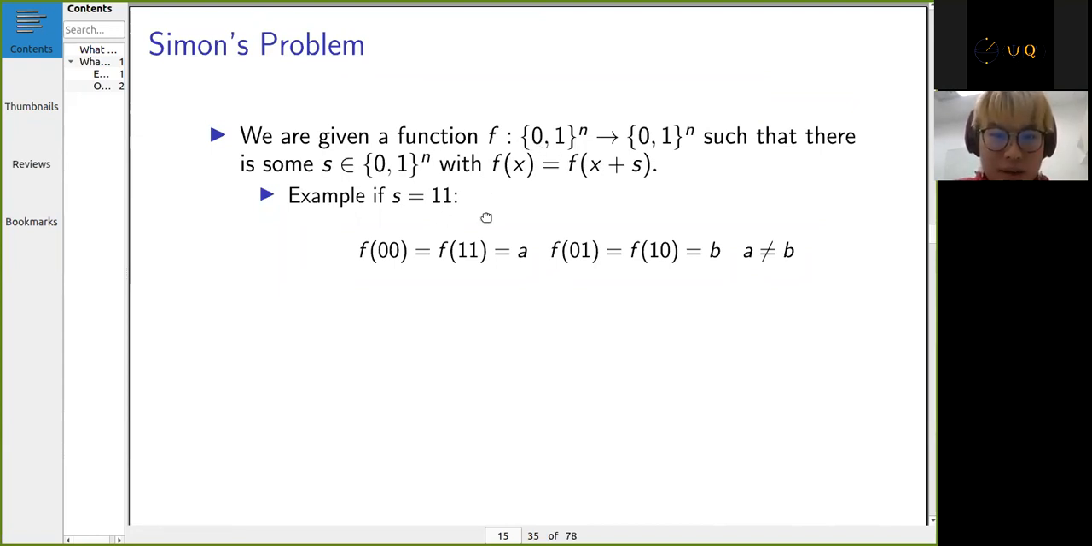For example, if n is equal to 2 and s is equal to 1, 1, then the function would be equal when evaluated at 0, 0 and 1, 1. And it would be the same when evaluated at 0, 1 or 1, 0. And a and b would be different. So, I give you this function f. I don't tell you what s is, but you would need to find this string s.